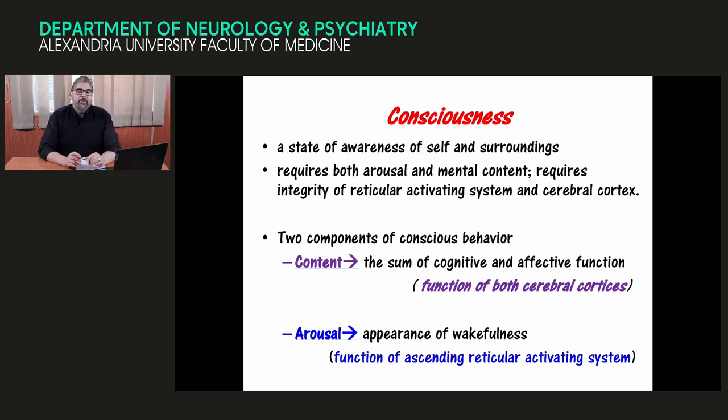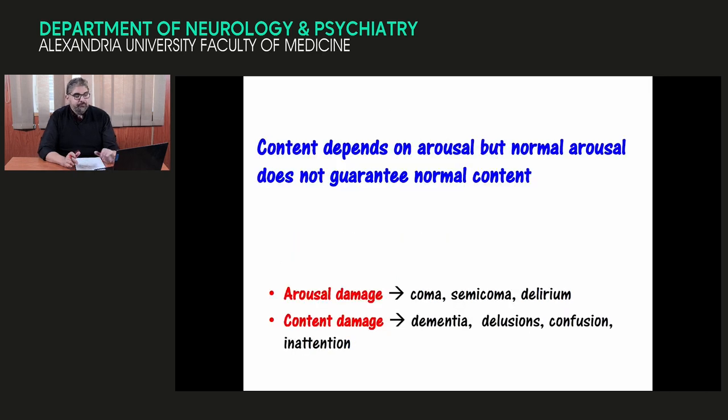It means that we need the integrity of both the reticular activating system and the cerebral cortex. The cortex is responsible for the content of consciousness. It means the sum of all the cognitive and affective functions of the patient. Basically, the state of awareness or wakefulness is the arousal, the function of what is called the ascending reticular activating system. So the content depends on arousal, but not the opposite. It means that normal arousal doesn't guarantee normal content.